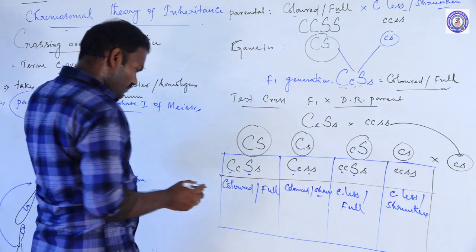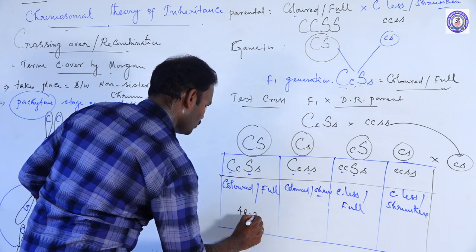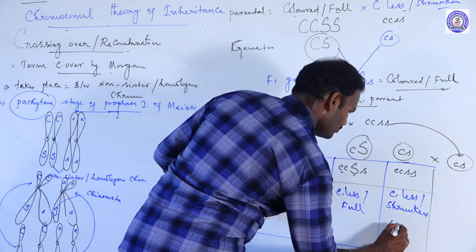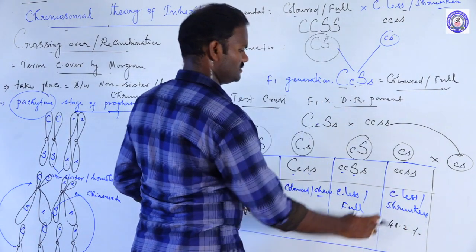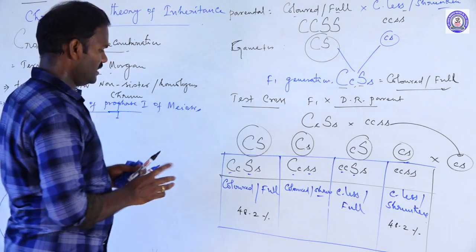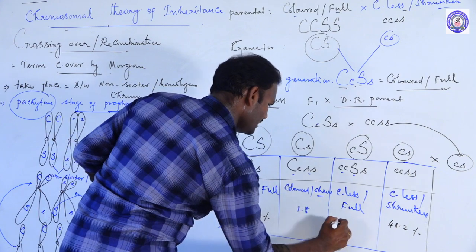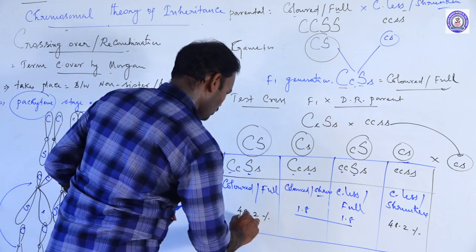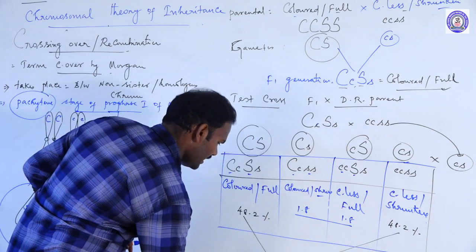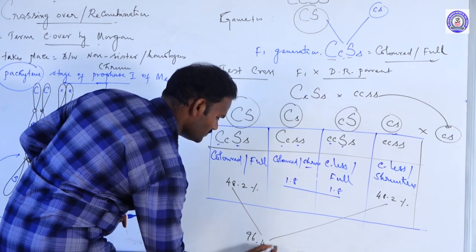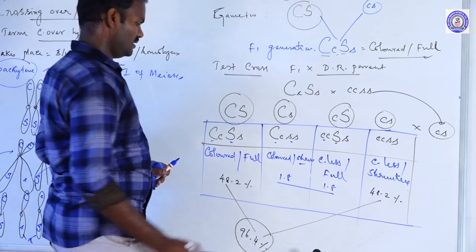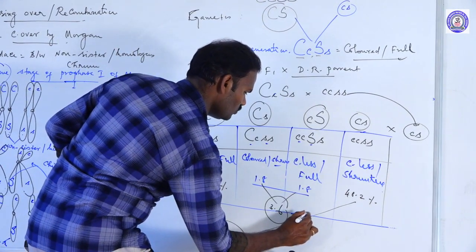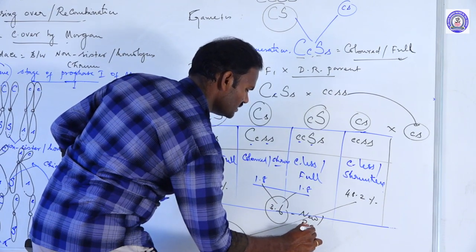Then what is the ratio actually? 48.2% were colored and full, obtained by Hutchinson. Another one is 48.2% observed by Hutchinson in colorless and shrunken seeds. Remaining 1.8 and 1.8, these are the new combinations. And totally, what is the parental combination? 96.4% were parental combinations. Then what is the new combination? 3.6%. These are also called recombinations.